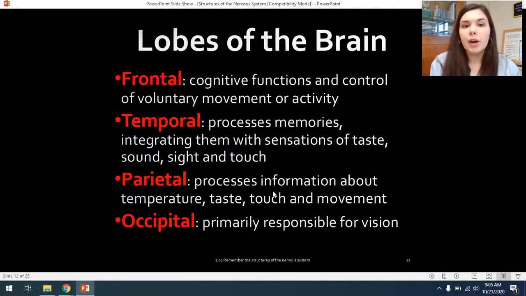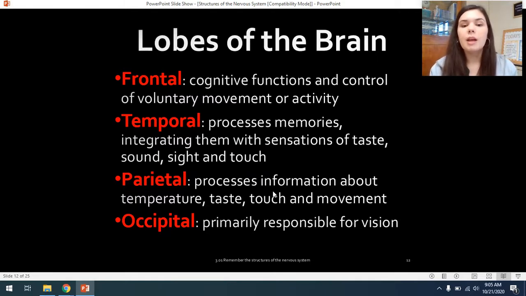Each part of the brain or each lobe has its own functions. The frontal lobe has cognitive functions and controls voluntary movements or voluntary activity. Your temporal lobe processes different memories and integrates them with the sensation of taste, sound, sight, and touch. And this is why sometimes when you hear certain songs or you smell certain things or you taste certain foods, you automatically remember particular memories. That is your temporal lobe.